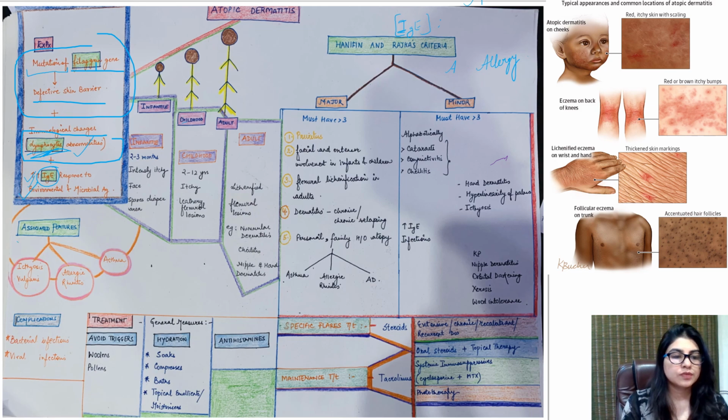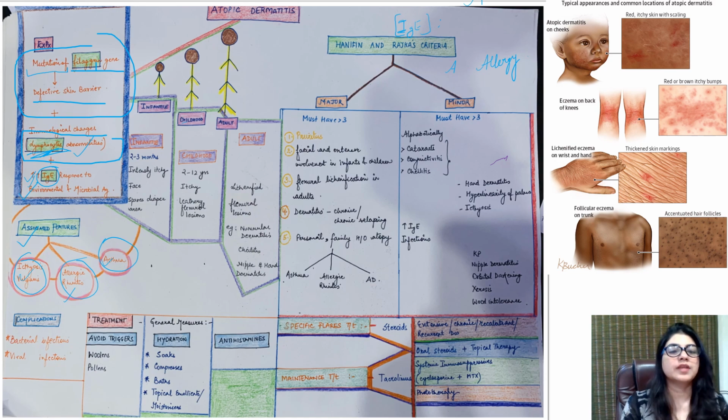Now, associated features, you can learn three. First is asthma, of course, is allergy driven. Then allergic rhinitis, it's allergy driven, and ichthyosis vulgaris, where there's a lot of dry skin, flaky scales all over your body. Ichthyosis vulgaris, allergic rhinitis, and asthma. These three you can remember.